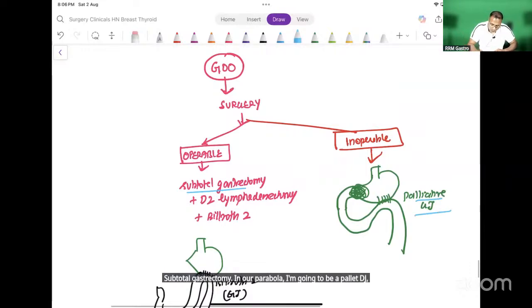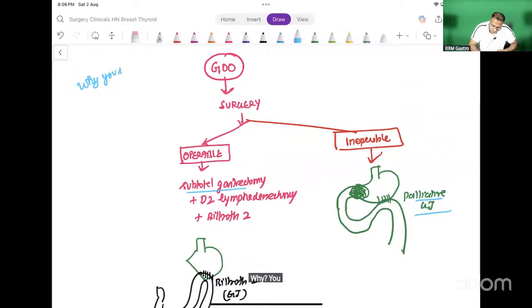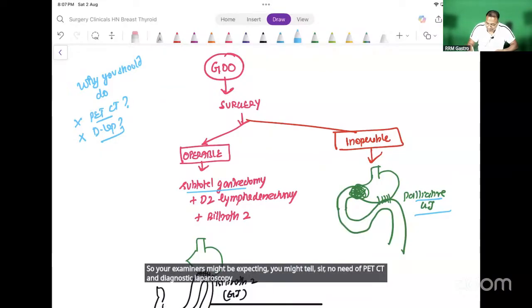Then why should you do PET-CT? They will ask, why waste money on PET-CT and diagnostic laparoscopy? What will you tell for that? Your examiners might expect you to say, sir, no need of PET-CT and diagnostic laparoscopy because anyhow I will be going for either a GJ or a subtotal gastrectomy. Please understand, people are not like that.